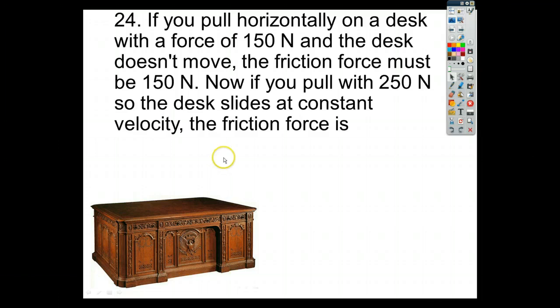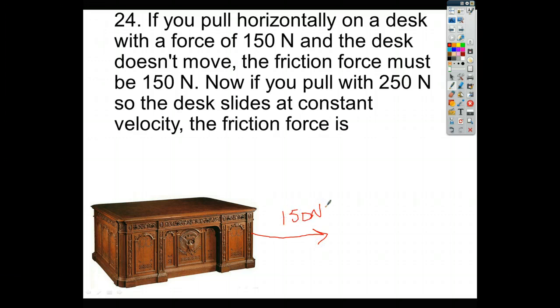Number 24 says if you pull horizontally on a desk, that means that we are pulling in this direction with a force of 150 newtons, and it doesn't move. The friction force in this direction, so this is the force of friction, has got to also be 150 newtons.